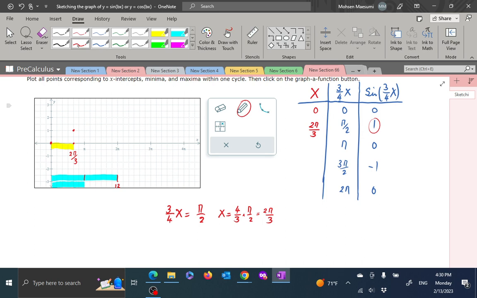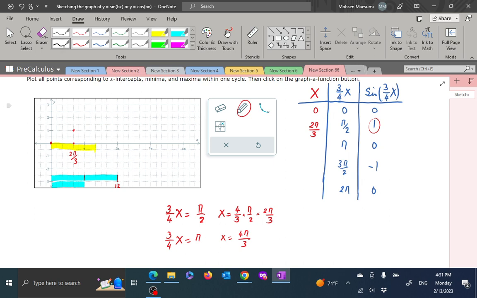How about the next point? I say if 3/4 of x is equal to pi, then x is 4 pi over 3. Is that right? Our pi was 6 blocks. Pi over 3 would be 2 blocks. 4 pi over 3 will be 8 blocks, or however you want to think about it. So 4 blocks, another 4 blocks.